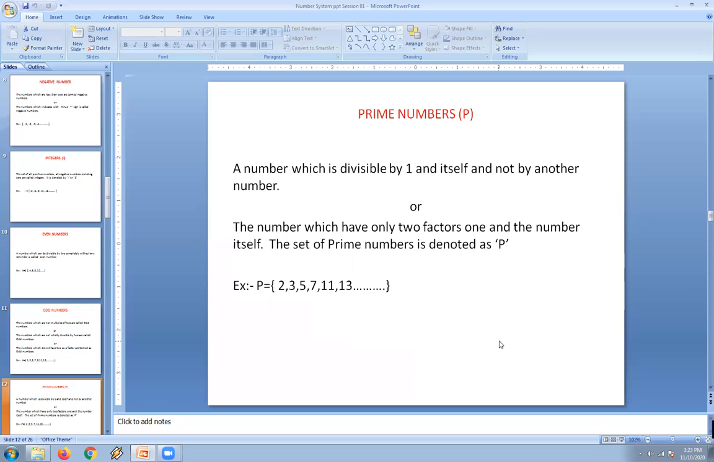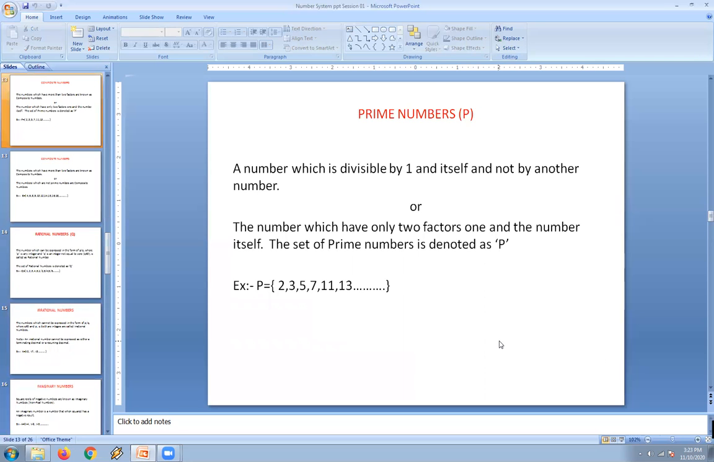And the next type is the prime number. Prime numbers are nothing but numbers which are divisible only by one and itself and not by any other number. Such numbers are called prime numbers, and they are denoted by P. So we can say that P equals 2, 3, 5, 7, 11, 13. Such numbers are called prime numbers.